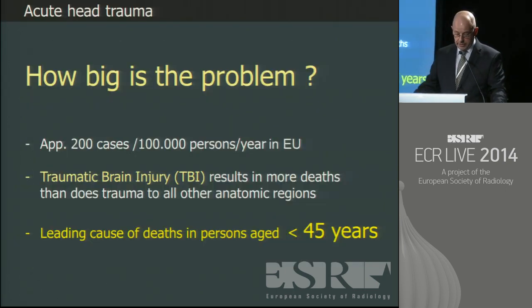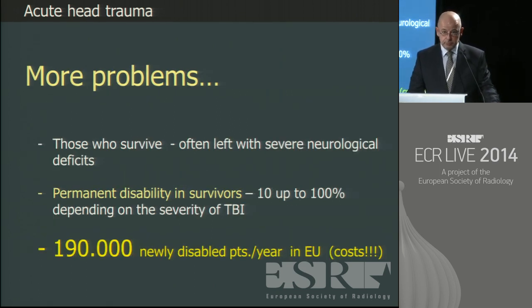Well, acute head trauma, how big is the problem? This is a problem because traumatic brain injury results in more death than does trauma to all other anatomic regions, and we have to remember that it's a leading cause of death in the young population, let's say relatively young, under 40-45 years. But more problems actually we have with the people who survive.